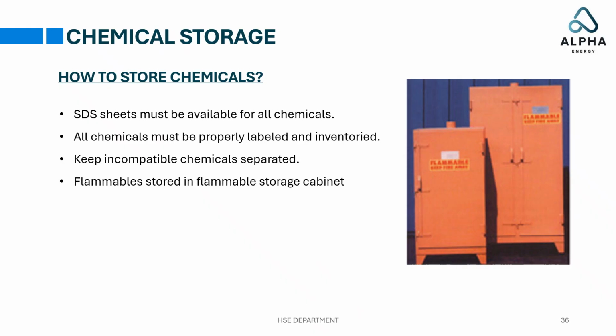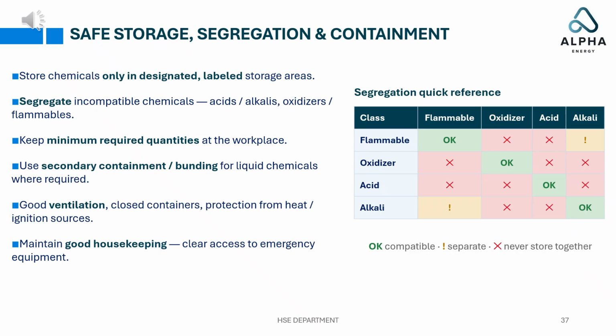How to store chemicals. SDS sheets must be available for all chemicals. All chemicals must be properly labeled and inventoried. Keep incompatible chemicals separated. Flammables stored in flammable storage cabinet. Proper storage, segregation, and containment of chemicals is absolutely critical for safety. Let me walk you through the key requirements.